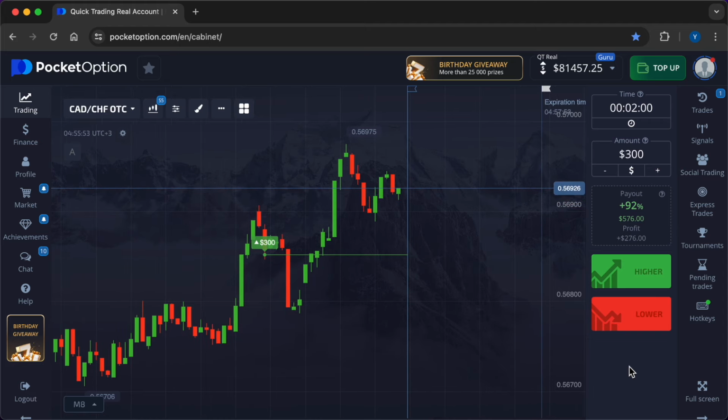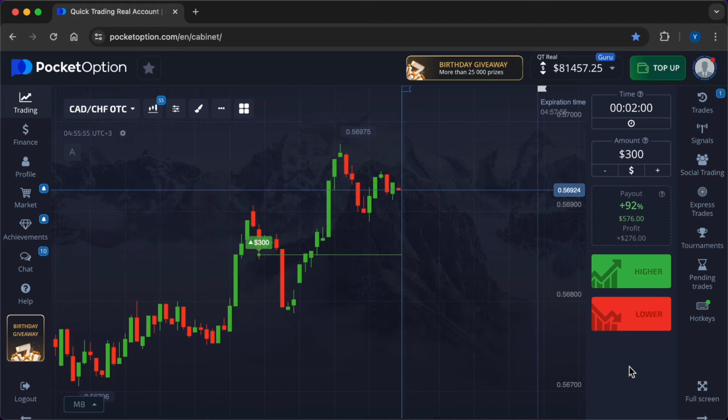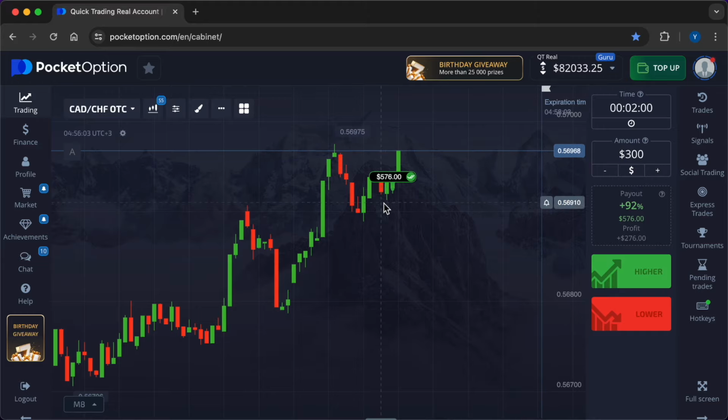Meanwhile, the trade ends in a sideways movement much higher than our entry point. This means that the robot's signal was accurate. $276 were deposited to the real account.